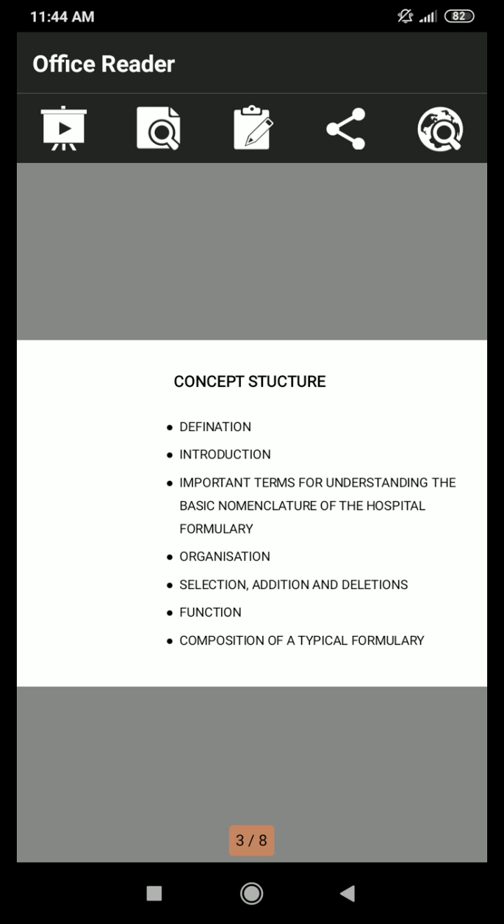To promote rational therapeutics and to avoid unnecessary duplications, waste, and confusion regarding drug products, the Pharmacy and Therapeutics Committee develops a hospital formulary. Then the hospital formulary system is the term used to indicate the way in which the hospital formulary is developed. Next point is important terms for understanding the basic nomenclature of the hospital formulary. In that, first is generic name or generic terminology, then INN, then chemical names, then active ingredients and brand name.